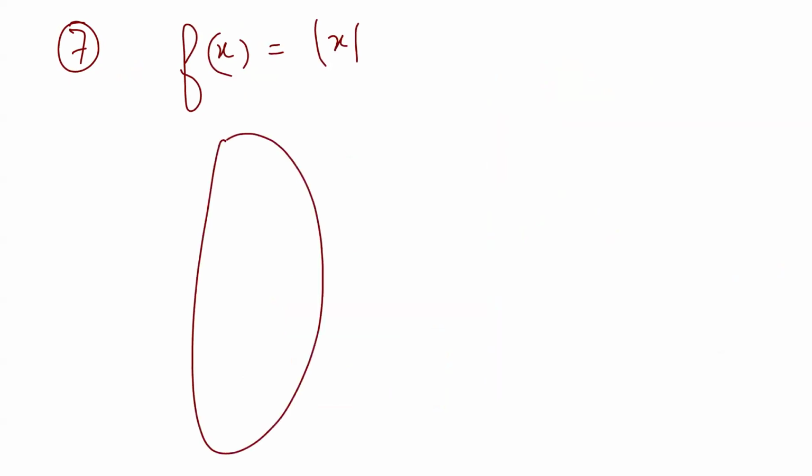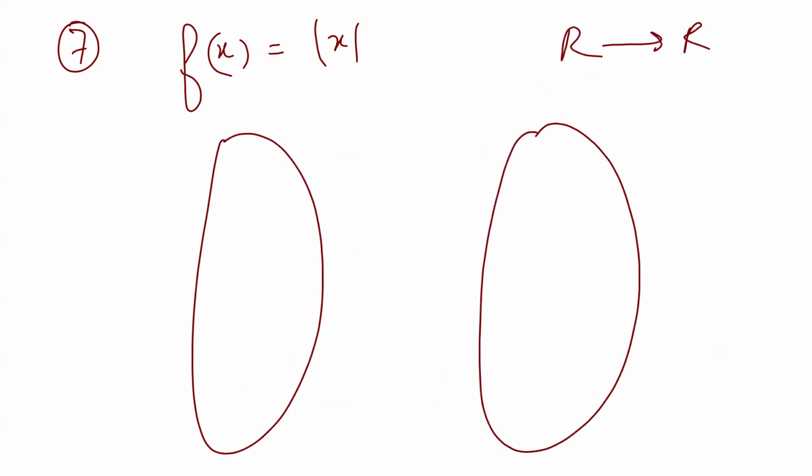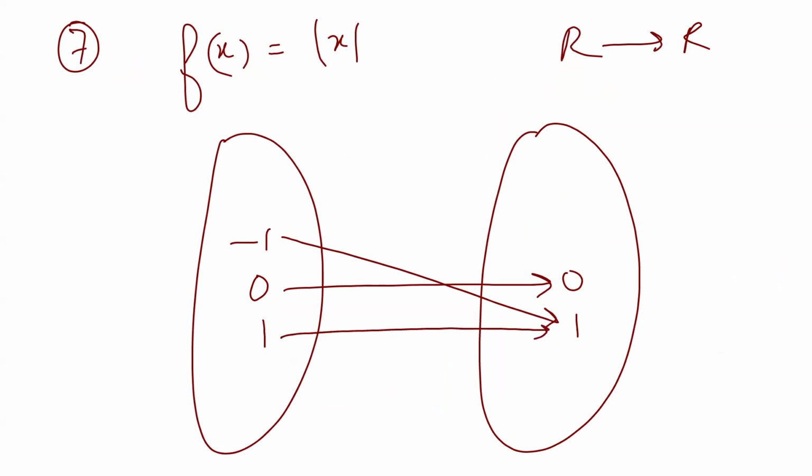So let us go to question number 7. It's a conceptual one. f of x is equal to modulus of x. Now see, this mapping is real number to real number. Modulus of 0 will be 0. Modulus of minus 1 will be 1. Modulus of 1 is also 1. Modulus of minus 2 is 2. Modulus of 2 is also 2.